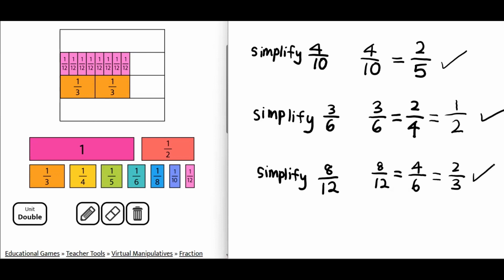Okay, so for the first one, how do you think I can get from 4 to 2 and from 10 to 5? If you realize, it's actually the opposite of getting equivalent fractions. In this case, we divide our numerator and denominator by 2.